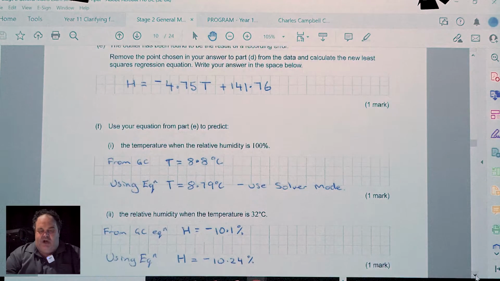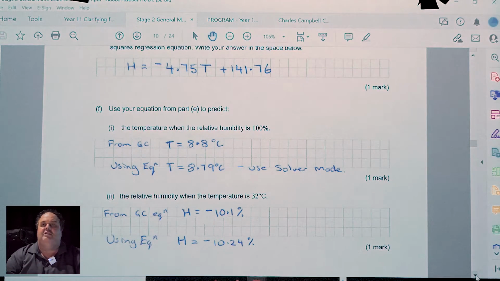Part F was a little bit strange because both of our values were extrapolated values. They're not within our data set. We've got a relative humidity of 100%, and you can either use the graphics calculator, with the equation copied in, and read it from the graph, or it's probably just as easy to use equation mode or Solver, because the kids have written down the equation. So teach them to use that equation solver mode, because it's really useful for doing these. It's a quick way to find the answer.